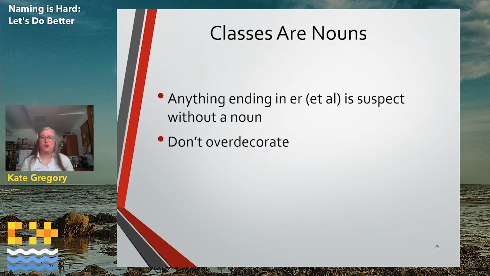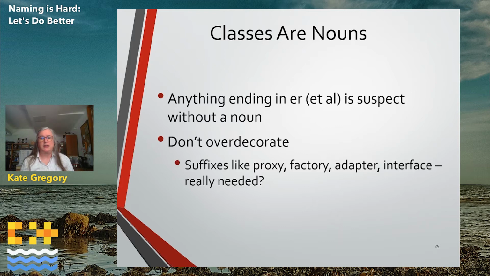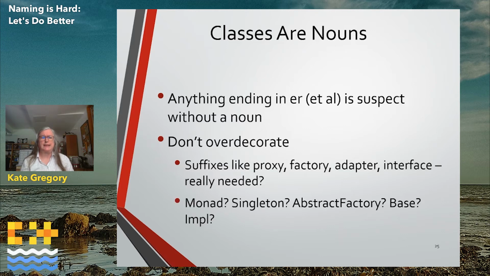And again, nobody wants your implementation details, which can become obsolete. So when I see a class with class in its name, oh, I hate that. But also proxy, factory, adapter, interface. Do you need those in there? Maybe, maybe not. Think about whether you really need them or not. Is inventory singleton a better name than inventory?